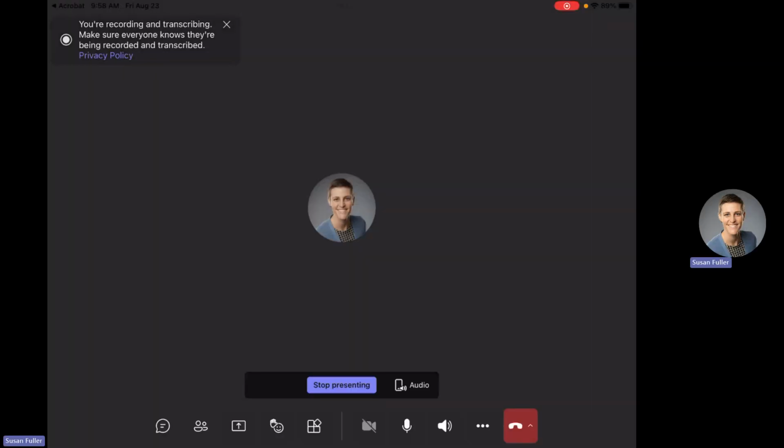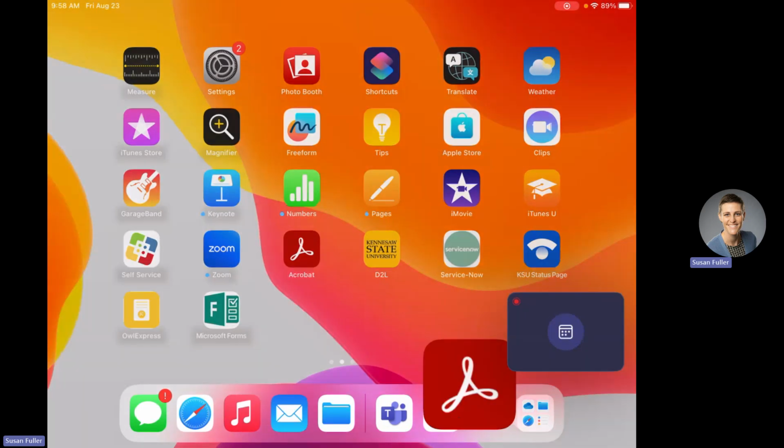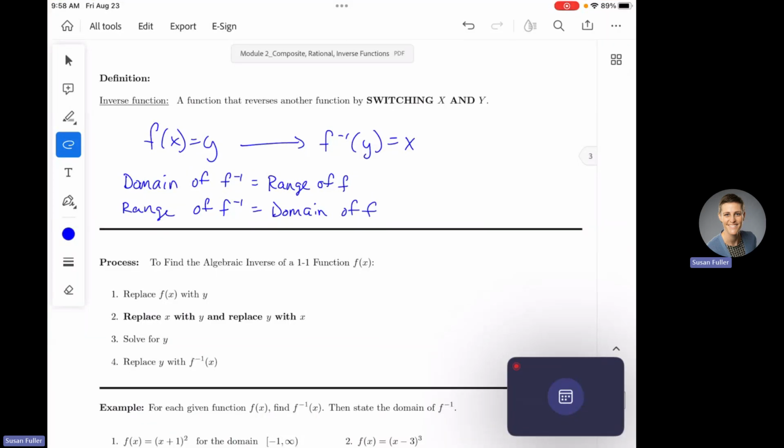Hello, everyone. I wanted to do a few more examples with you on finding inverse functions. We had to kind of rush through this part in class a bit, so I wanted to do a few more problems for you just in case you needed it.